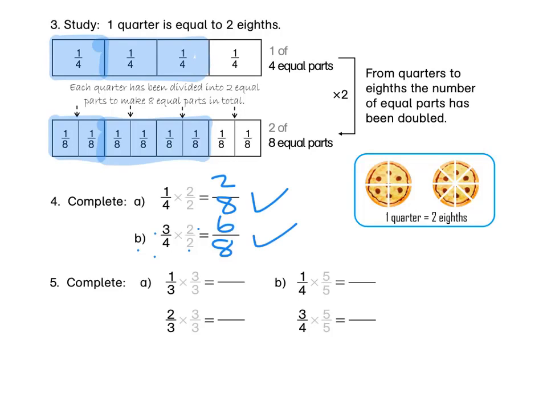For 5, 1 out of 3, if we times top and bottom by 3, we get 3 out of 9. And 2 out of 3, if we times top and bottom by 3, which is again just the same as multiplying it by 1. 2 times 3 is 6, and 3 times 3 is 9. B, writing the equivalent fractions here, we get 5 out of 20, and over there we get 15 out of 20.